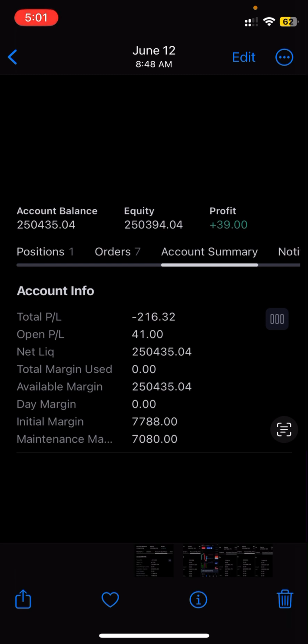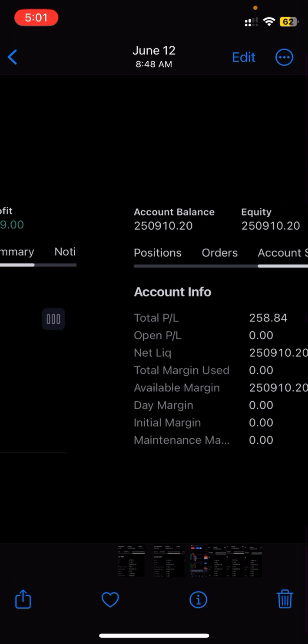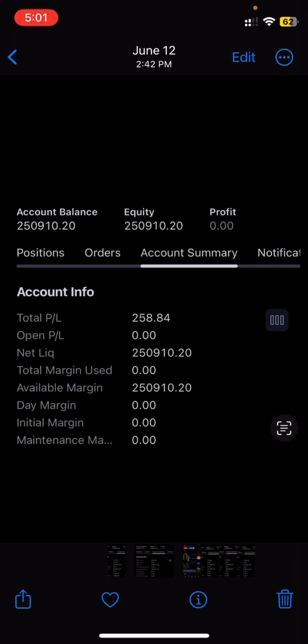And you can see I just opened this account, and I was negative total for that day. And then later that day, I was able to make it up and ended at a balance of $250,910. So from now on, I'll just talk about the profits on top of the original account.